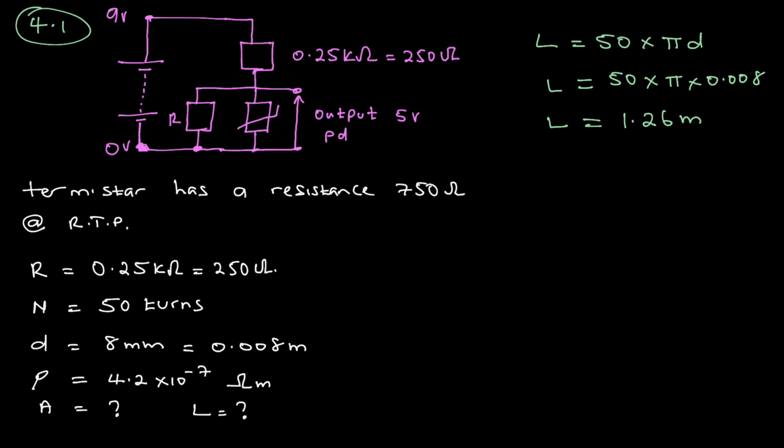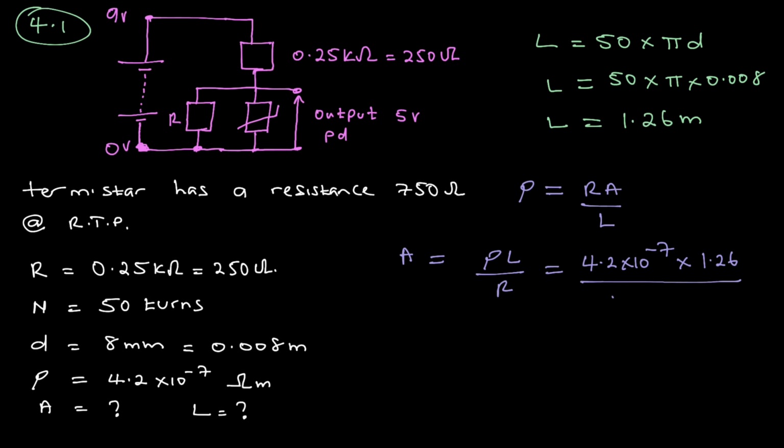Applying resistivity in this case, we know that rho is equal to RA over L, and I can find the A I'm looking for. So A, the area, is going to be rho L over resistance, and I know rho is 4.2 times 10 to the power minus 7 times L, 1.26, divided by the resistance, which is 250, and that gives the value of A to be 2.11 times 10 to the power minus 9 meters squared. So that's the value of the cross-section area.